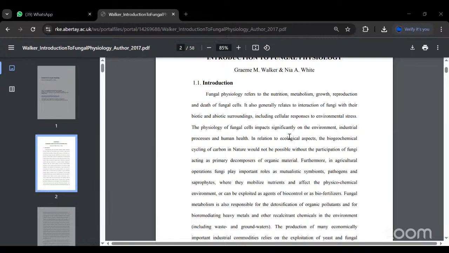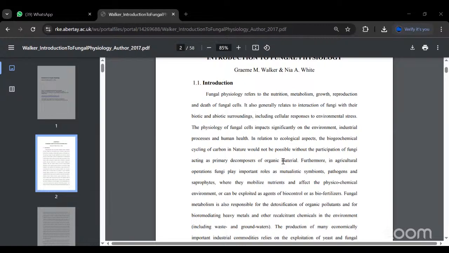Here, the biogeochemical cycling of carbon in nature, with fungi acting as primary decomposers of the organic material.